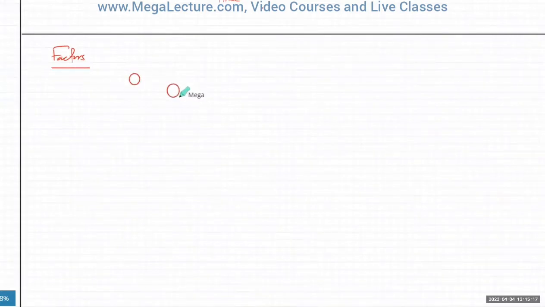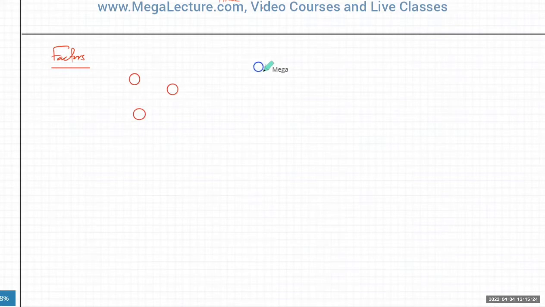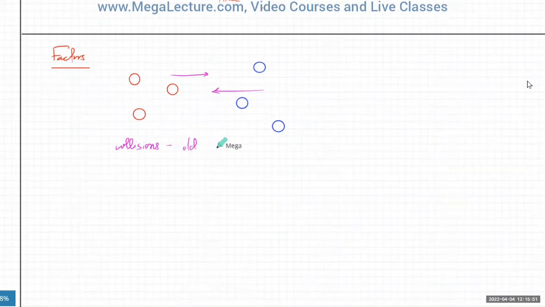So I've got these particles, and they're trying to collide with each other. They're red particles and blue particles, and they're all going to bump into each other, and that's how a reaction will happen. So these two are going to collide, and then the reaction will happen. So reactions are dependent on collisions. Why do particles need to collide? Because old bonds need to be broken.